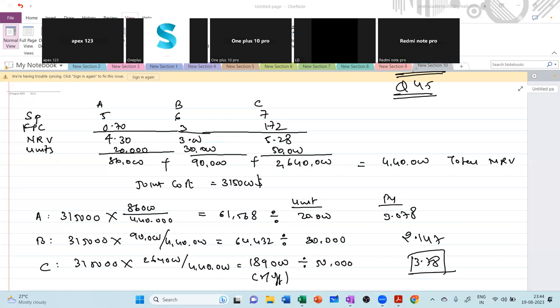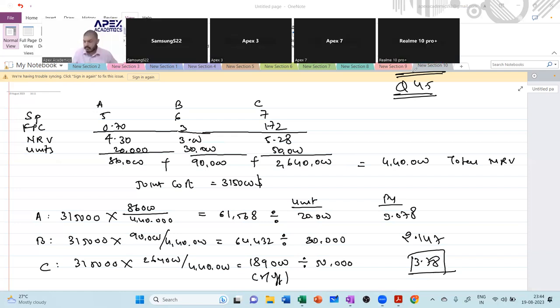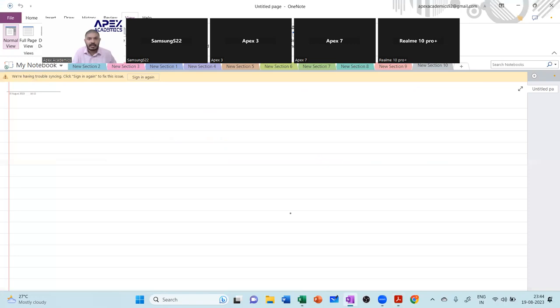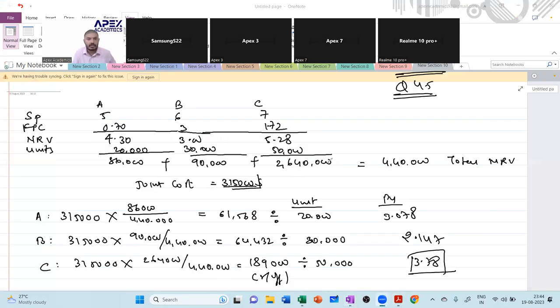Sir, yes. Joint cost is given as 3,15,000 in the question. The joint cost per batch is 3,15,000. Use the NRV basis. So I need to calculate the total NRV. I have calculated the total NRV over here. Here you go. This is your total NRV.